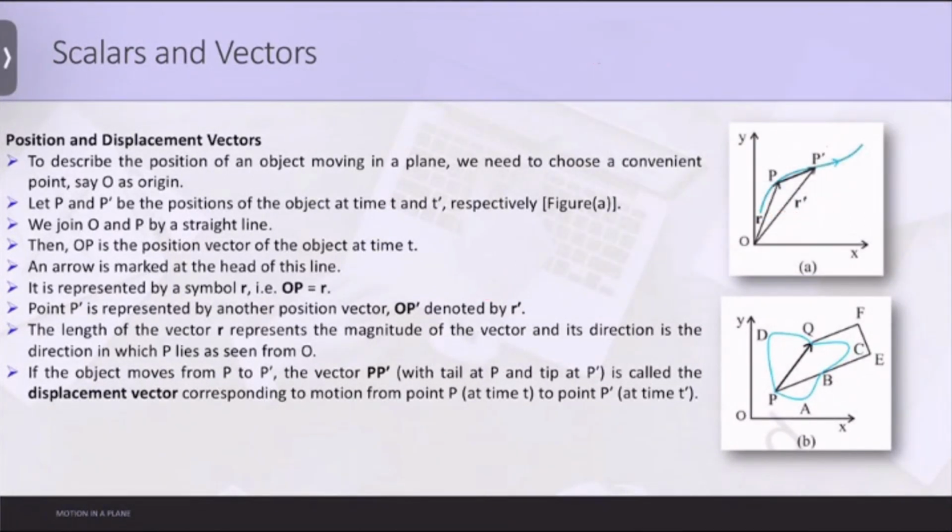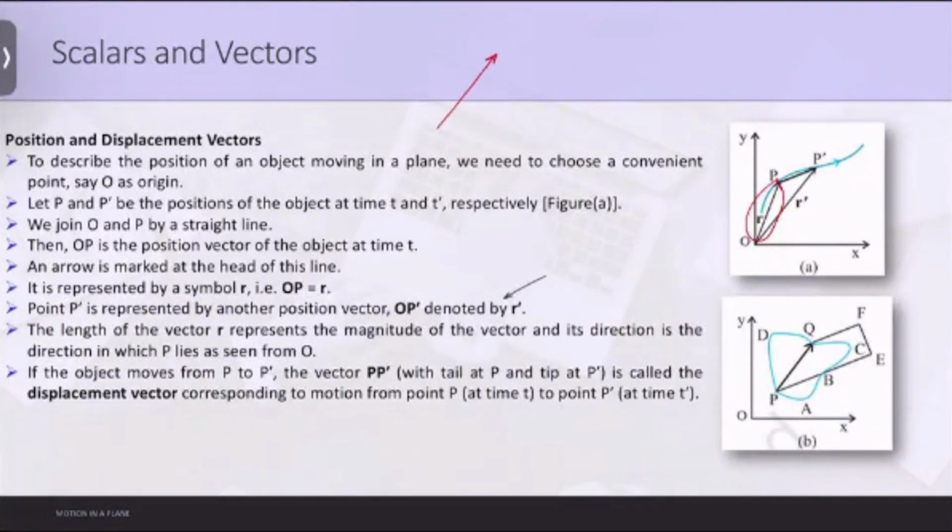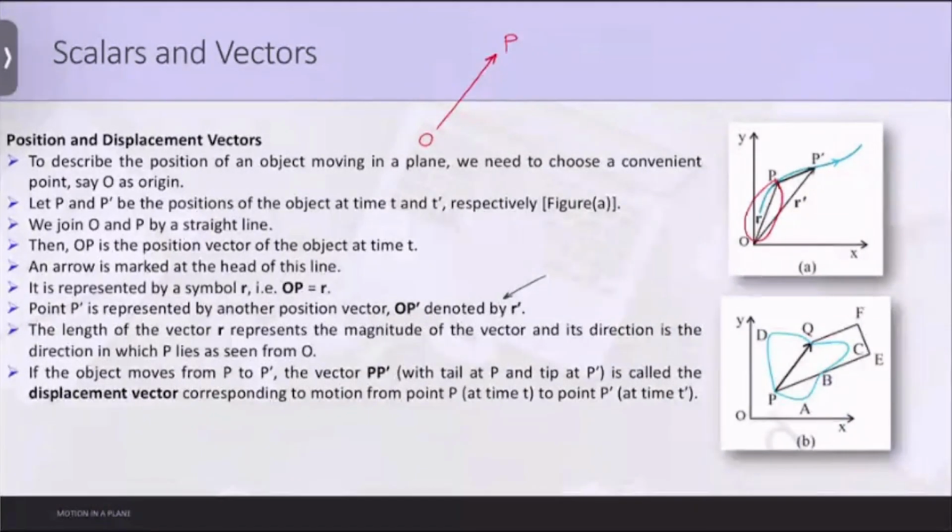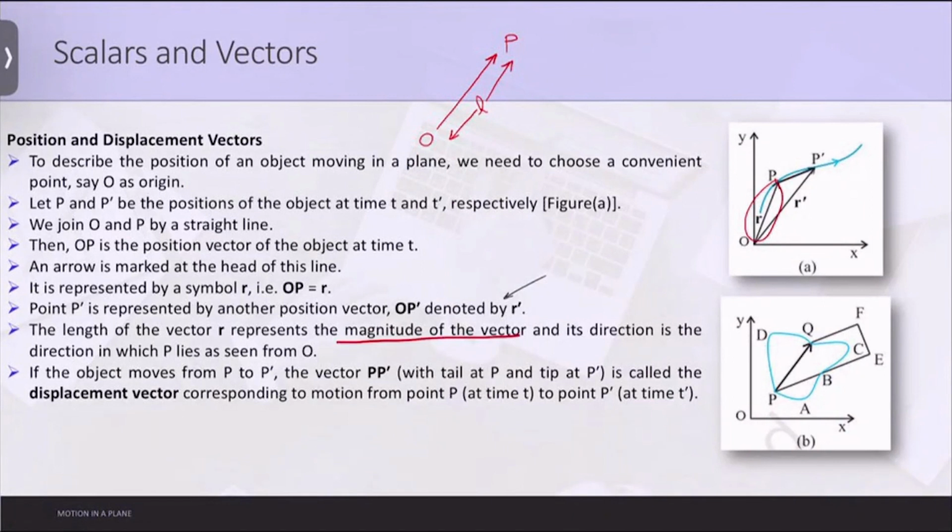Okay. Fine. So OP dash is equal to R dash. This has also been explained. Next, the length of the vector R represents the magnitude of the vector, right? Let us say this is your O, this is your P. So the length of the vector R, this is the length. This length is nothing but the magnitude of the vector, and its direction is the direction in which P lies as seen from O. So the direction is this only. This is the direction of the vector R. Okay.